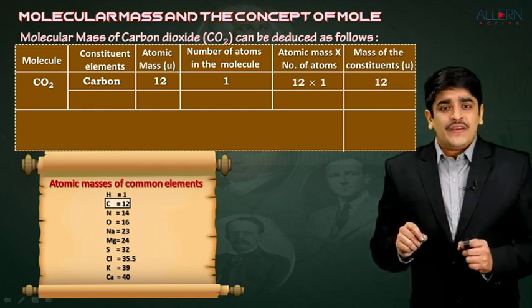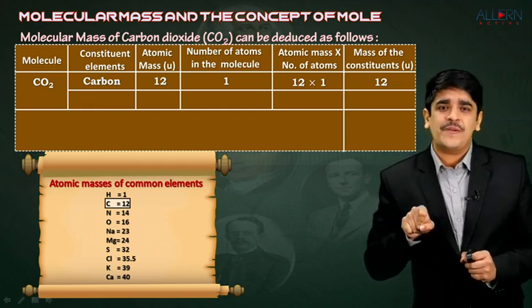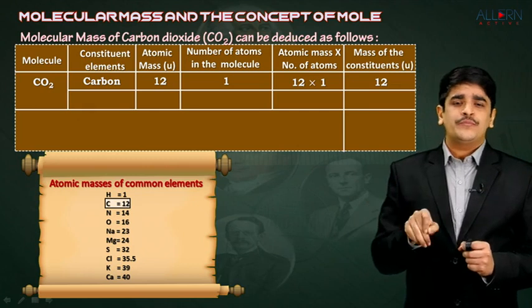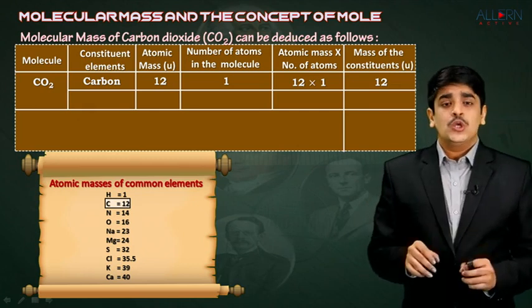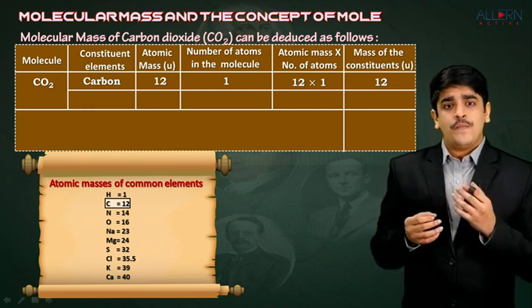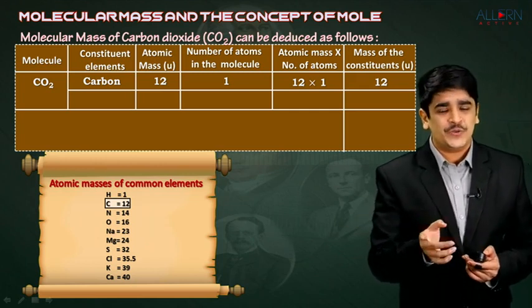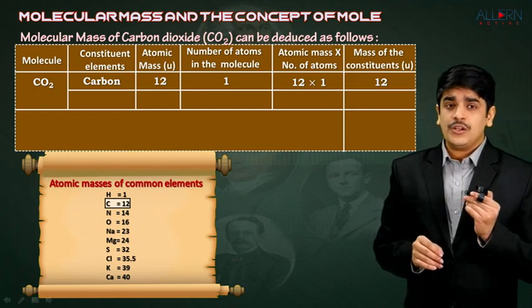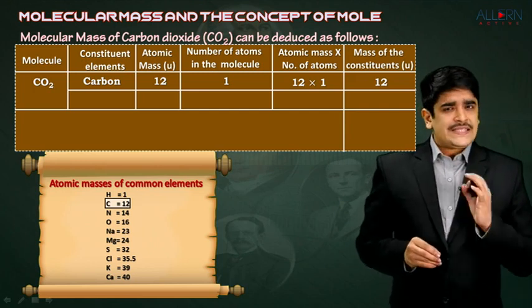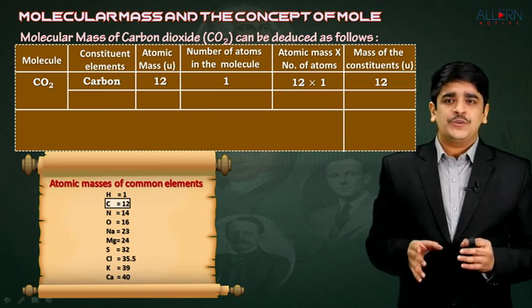Therefore, what do we do? We take the atomic mass and multiply it by the number of atoms. 12 into 1. How much will that give you? 12. So, how much mass will a single atom of carbon contribute in carbon dioxide? 12. That's the answer. Now, we need to do it for oxygen. Slightly tricky. One or two things are going to change.